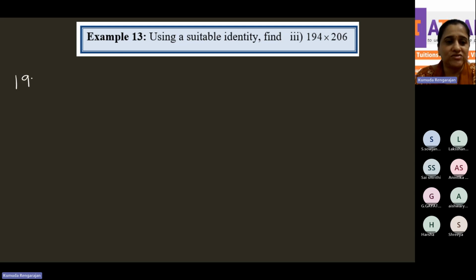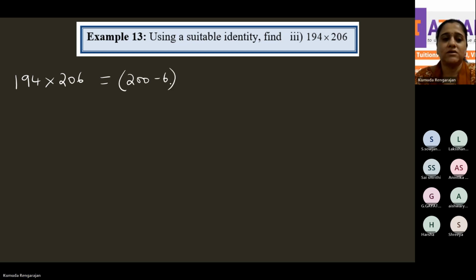See, this is the given question. Or we are writing it in a different way. You can write in a different way without changing the value of the numbers given. See, we are writing 194 only, but in a different way: 200 minus 6, into, we're writing 206, but in a different way, 200 plus 6. So we have managed to write the product in the form.